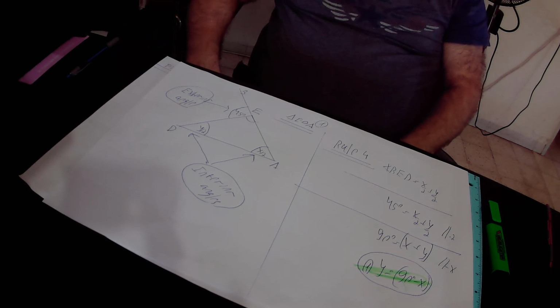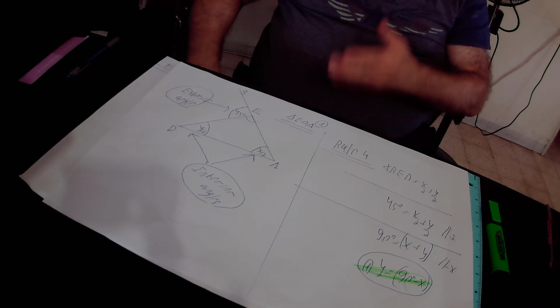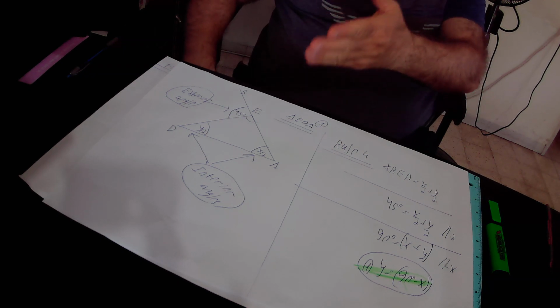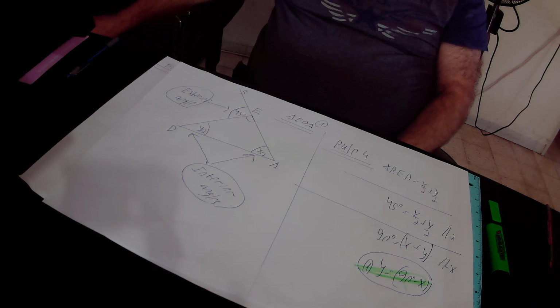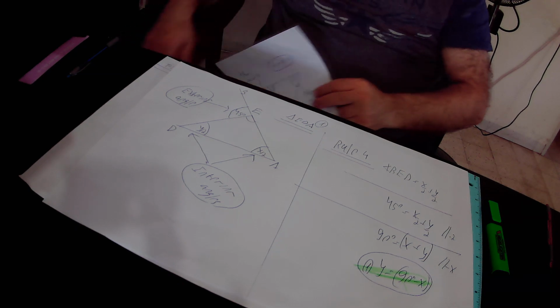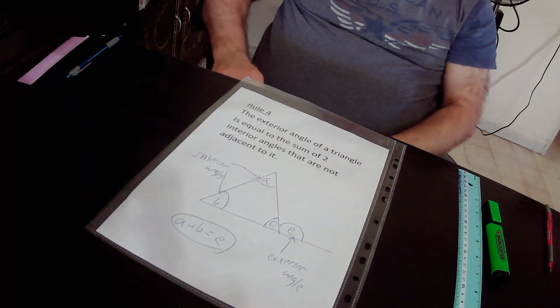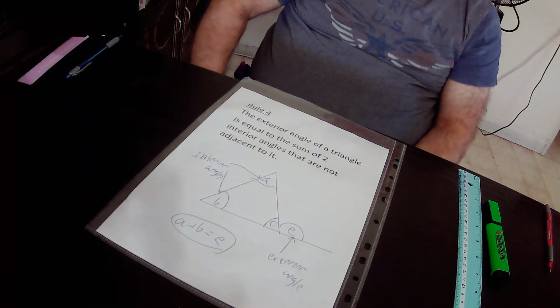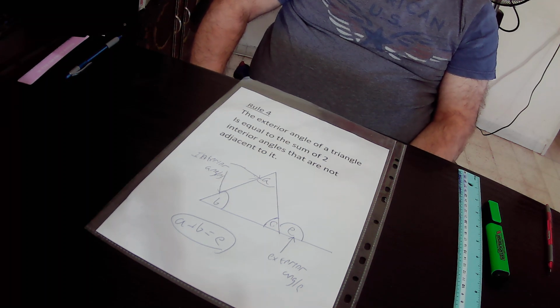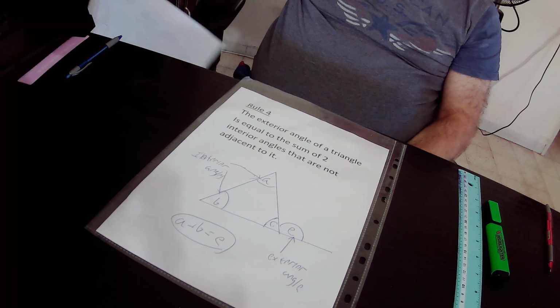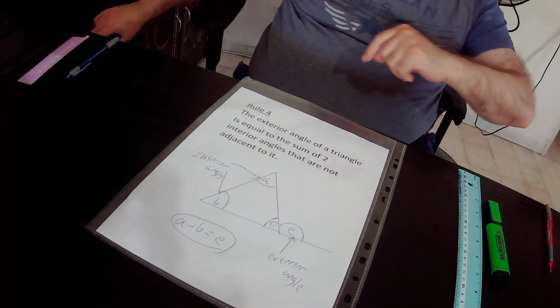Okay? In the next step, I presented to you rule 4, and we implemented rule 4 in this triangle, triangle EDA. So I'll repeat quickly on rule 4. According to rule 4, the exterior angle of a triangle is equal to the sum of the two interior angles that are not adjacent to it. So in the drawing, we have this triangle.